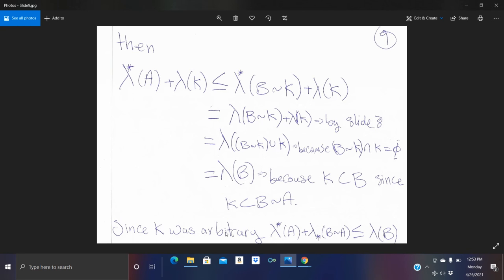Since K was arbitrary, and we said that lambda n is the outer measure of A plus the inner measure of B minus A, because K was arbitrary, we can just place it here. It is just less than or equal to the measure of B. This finishes my proof. Thank you.